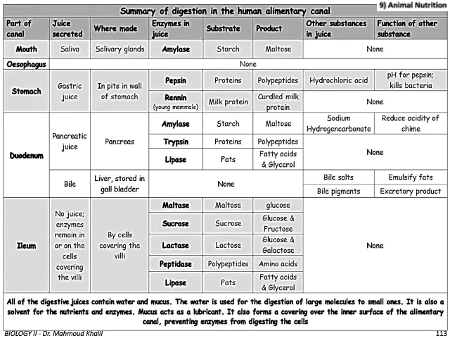All the digestive juices must contain water and mucus. The water is used for the digestion of large molecules into small molecules, and it also acts as a solvent for the nutrients and enzymes. Mucus also acts as a lubricant. It also forms a covering over the inner surface of the alimentary canal, preventing enzymes from digesting the cells.